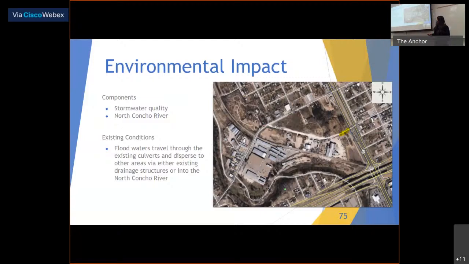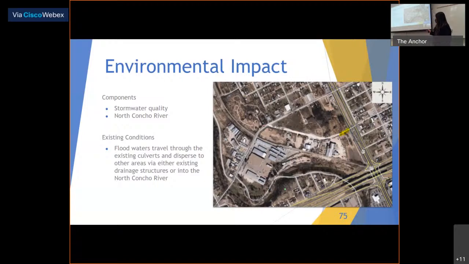We're looking at the stormwater quality, as you previously heard people talk about, and then the North Contra River, which is located here. As you can see, the project location site is here, and it's in close proximity to that river. So we want to make sure that we don't contribute any more contaminants to the river. And then just to give you a recap of the existing conditions, there are some floodwaters that travel through, so we're going to look at how we're going to mitigate that.